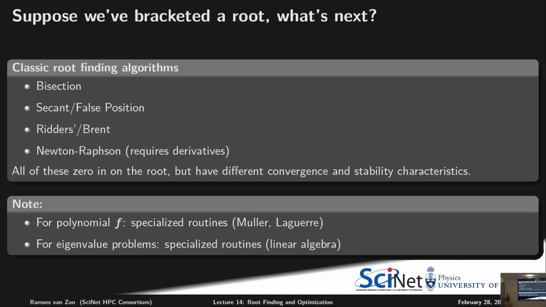There could be stability issues. Some of these require you to know the derivative of your function f. Newton-Raphson is one of them, and so we'll see that. These are all fairly general one-dimensional root finding algorithms. If you have a polynomial, don't use them. There are special ways of getting the roots of polynomials.